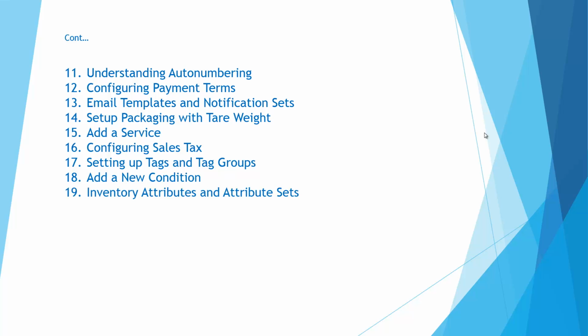19 is about inventory attributes and attribute sets. Potentially one of the most important aspects of the Razor software if you're using Razor for resale and retail. 19 is extremely important, learning how to set that up. 20 is using the resale template builder. This kind of coincides with number 19. It's important, saves you a lot of time on the resale side. If you're not using Razor for resale, then 19 and 20 might not be as important.